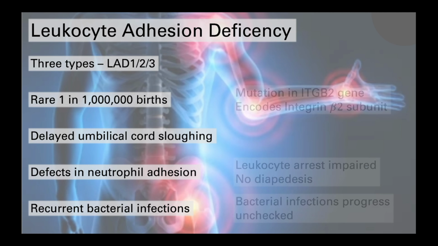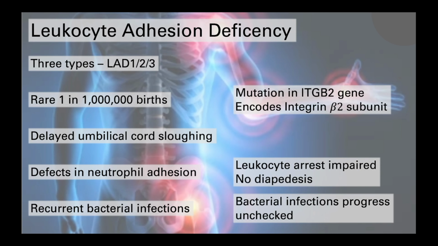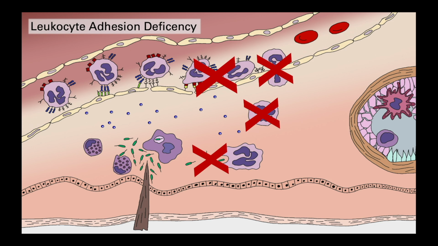The molecular defect responsible for this deficiency is caused by an autosomal recessive mutation in the ITGB2 gene, which encodes for the beta-2 subunit of integrins. As a result, neutrophils are unable to arrest because the integrin cannot bind its ligand, and therefore diapedesis cannot occur. The neutrophils are unable to reach a site of infection, and bacterial expansion proceeds largely unchecked. So essentially, the inability of neutrophils to arrest means that they become trapped in the blood vessels, and are unable to reach the site of bacterial infection.